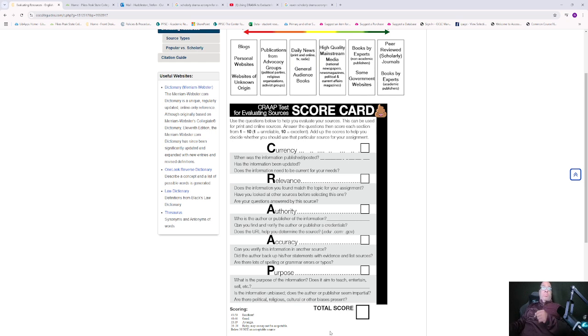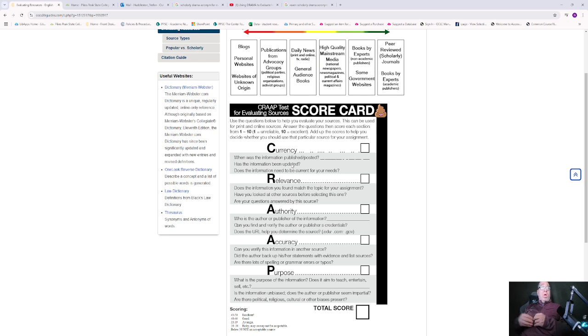So the first up on this test, we have currency, right? Currency is, how current is the source? What's the date? Was it something that was written 25, 50 years ago, or is it something that was written recently? Now, none of this means that older sources are completely irrelevant and can't be used. It's just really going to depend on what you're doing.